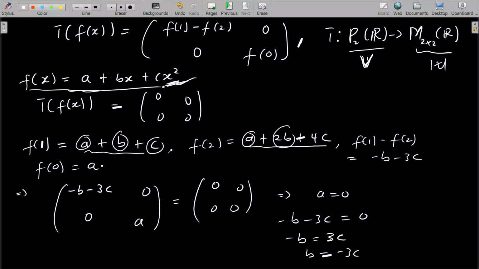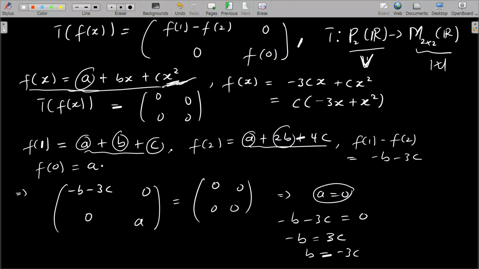So a is 0. So all the general polynomial of degree 2 that will give us this 0 transformation should be f of x equals what? A is 0. We had a to be 0, so I'm not going to write it here. B is negative 3cx, and then what is c? C is still c. So this is going to be equal to c times negative 3x plus x squared. So any scalar multiple of this kind of polynomial of degree 2, when you transform it, you get 0. That's what it means.